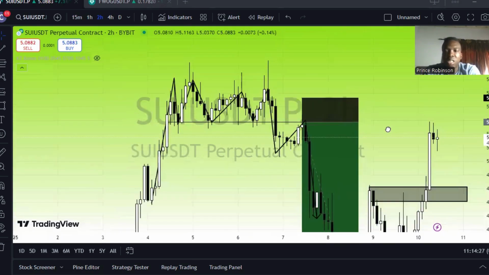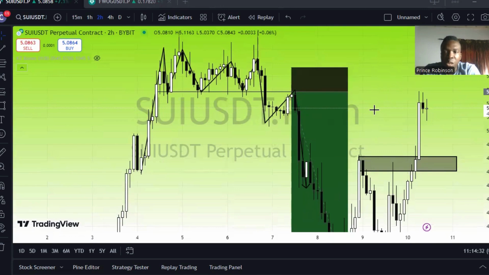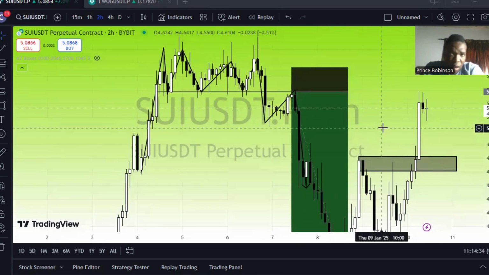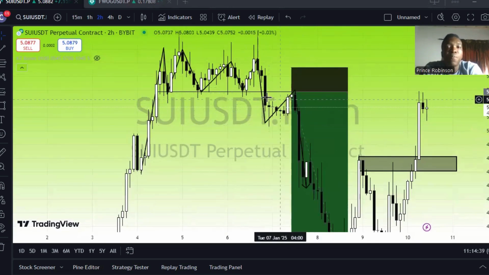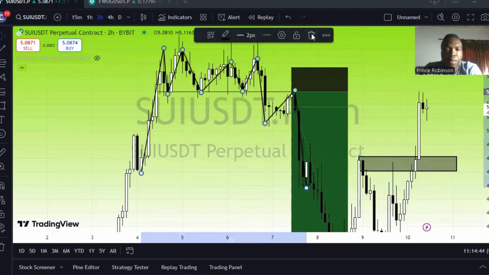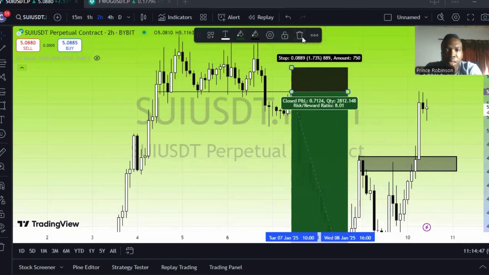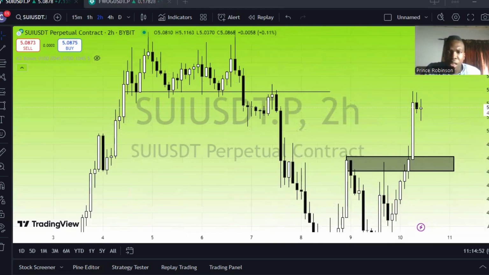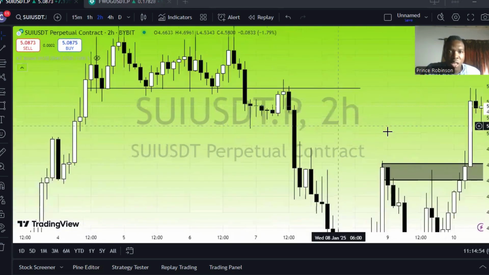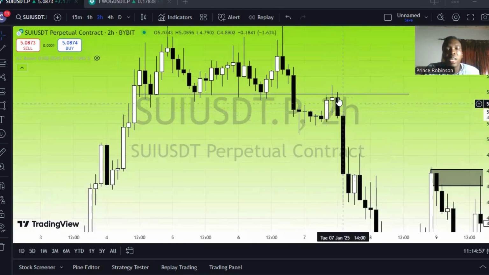Now, this is the trade I took the other day, which I told you about. This is where I put my entry. Now, if you watch closely, this is actually a three candlestick formation, and this is a candlestick chart pattern.